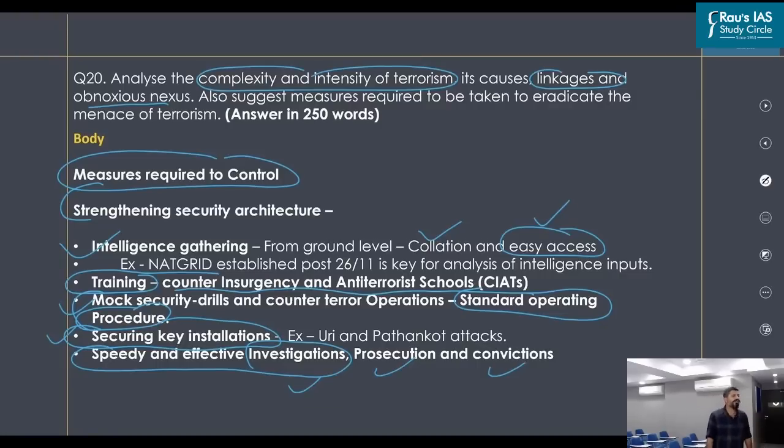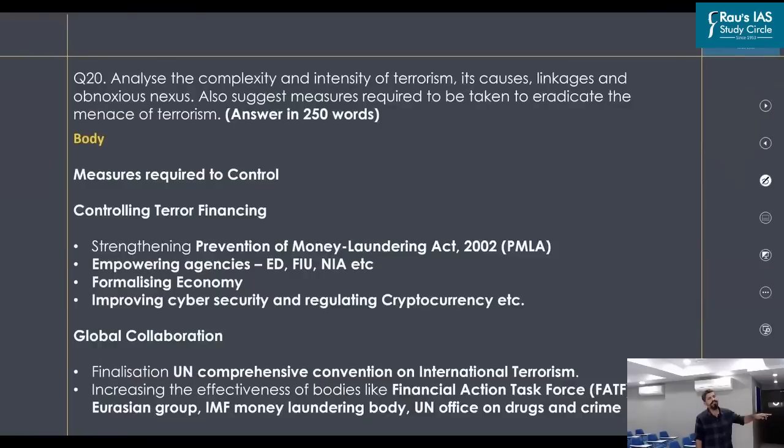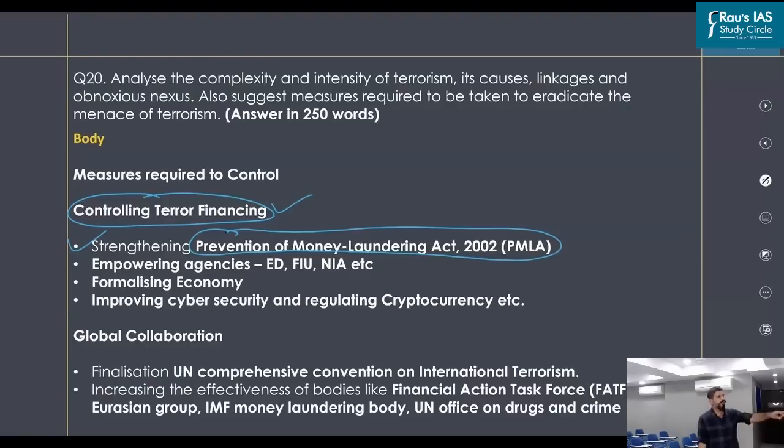Then what you do is, in the next part, what we need to do is, we need to handle the terror financing. That is one of the issue or one of the cause of terrorism. What we will write here? We will, of course, strengthen the existing law, which is the Prevention of Money Laundering Act 2002, which has also been amended recently. So you need to strengthen this law. Plus, which all agencies are working for curbing the money laundering? We need to focus on empowering these agencies. These are ED, that is Enforcement Directorate, Financial Intelligence Unit, or the National Investigation Agency.